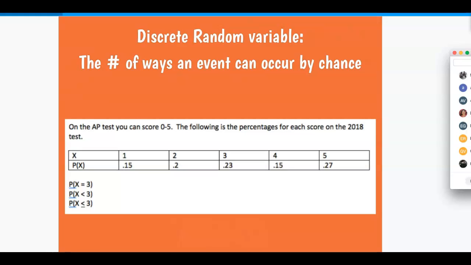So try to answer these questions. Find the probability of scoring a 3, find the probability of scoring less than 3, and find the probability of scoring less than or equal to 3. Now this is important for understanding when we get to distributions later on, probability distributions like binomial, geometric, and Poisson distributions, being able to calculate these probabilities.